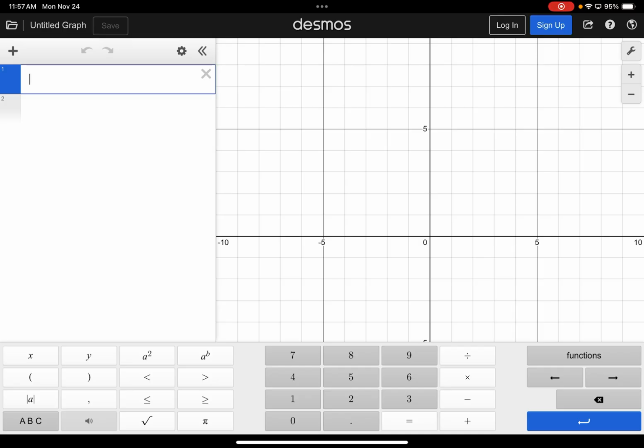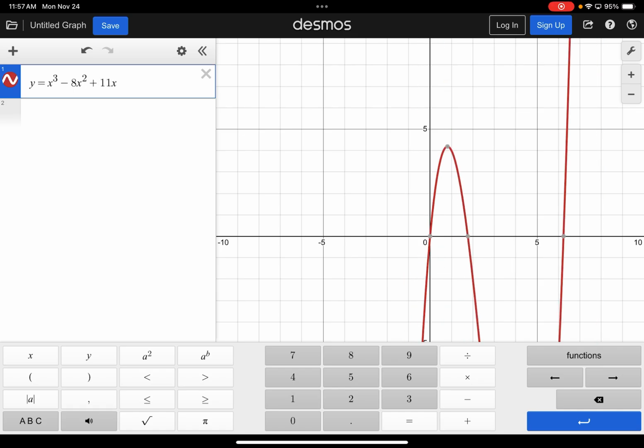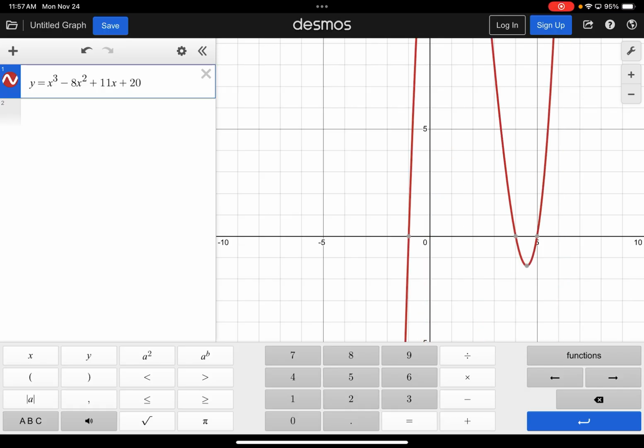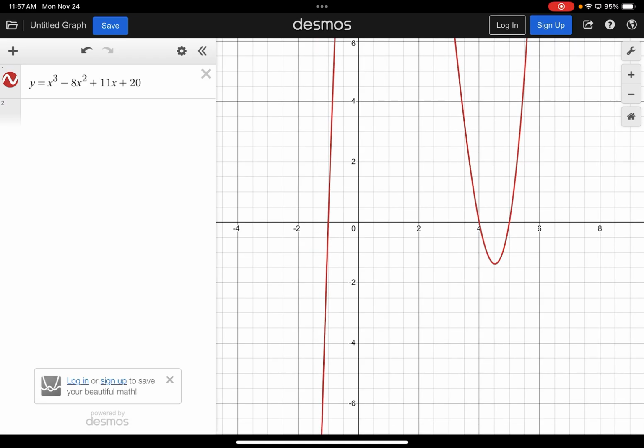So if I put in y is equal to x cubed minus 8x squared plus 11x plus 20. So this is what you guys will have to do on your homework tonight. Okay. Eventually, yes, we will learn how to graph things that look like this, but for now, all we need to know is how to find the zeros. So your zeros are right here, and right here.